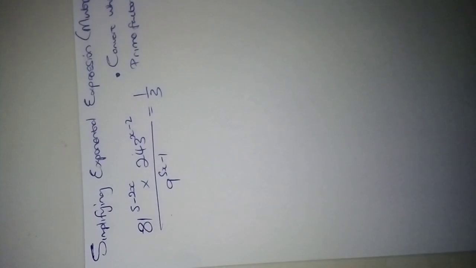Right, so now here's our question. We are given 81 exponent 5 minus 2x times 243 exponent x minus 2 divided by 9 exponent 5x minus 1 is equal to 1 over 3. Now the first thing that you need to do when it comes to solving any exponential expression is convert all the whole numbers to their simplest prime factors.